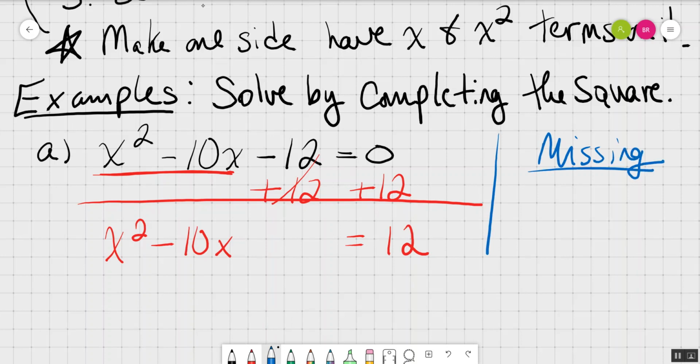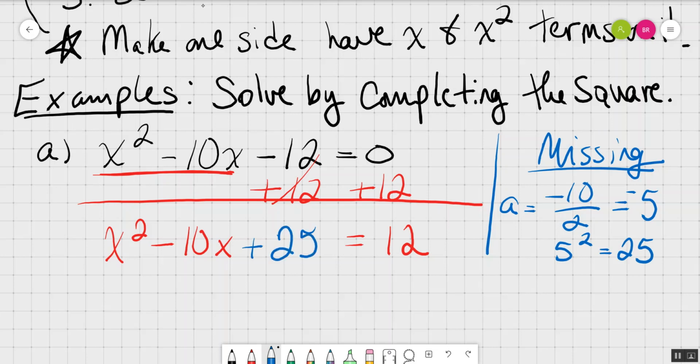So I take the term on x, so negative 10 divided by 2, and that gives me negative 5. This is that value of a, and then I square it to get 25. So that's what I'm missing. So I'm going to add 25 to both sides. And that's why I left a space there, and why I'm color coding it, so you can see where this is all coming together. Sorry about that.